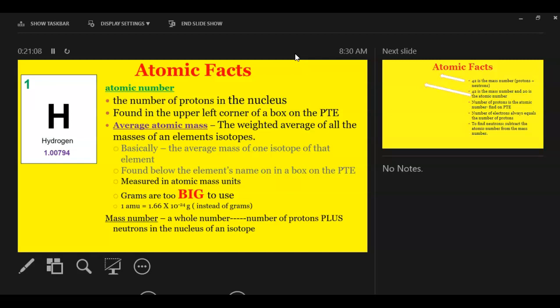Now, if I want to figure out how many neutrons are in hydrogen 1, because the thing that makes each of these different from one another is how many neutrons are in their nucleus. And if you have more stuff, it's going to make the isotope heavier. So if you have more neutrons, it's going to be heavier. If you have less neutrons, it's not going to be quite as heavy. So if I want to figure out how many neutrons are in each of these, okay? So the mass number is the sum of the protons and neutrons in the nucleus.